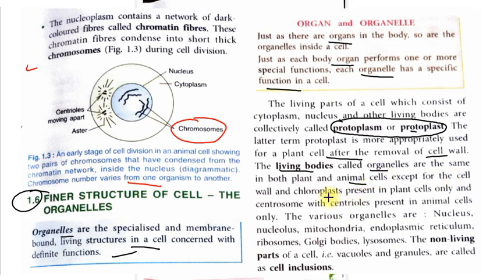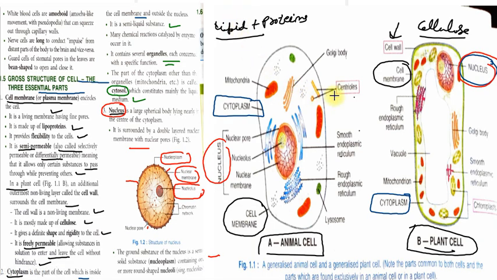The living bodies in our body are called organelles and are the same in both plant and animal cells, except for the cell wall and chloroplast, as I have told you earlier, which are present in plant cells only, and centrosomes with centrioles, present in animal cells only. So these centrioles are present here, in animal cells only.